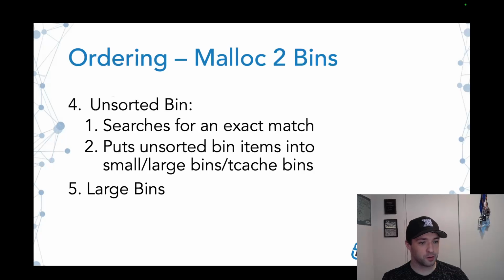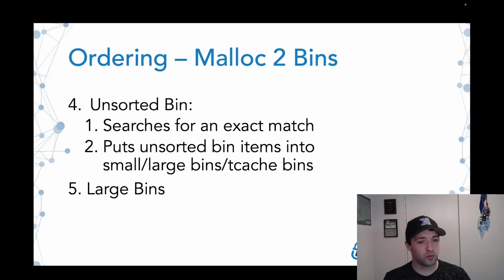After that, it checks the unsorted bin. The unsorted bin is kind of weird, though. In the unsorted bin, it searches for an exact match. And if it can't find an exact match, then it will place the chunks into the small bin, large bin, and tcache bins, respectively. And what that means is that this is the only place that the small and large bins actually get chunks, which is kind of weird.